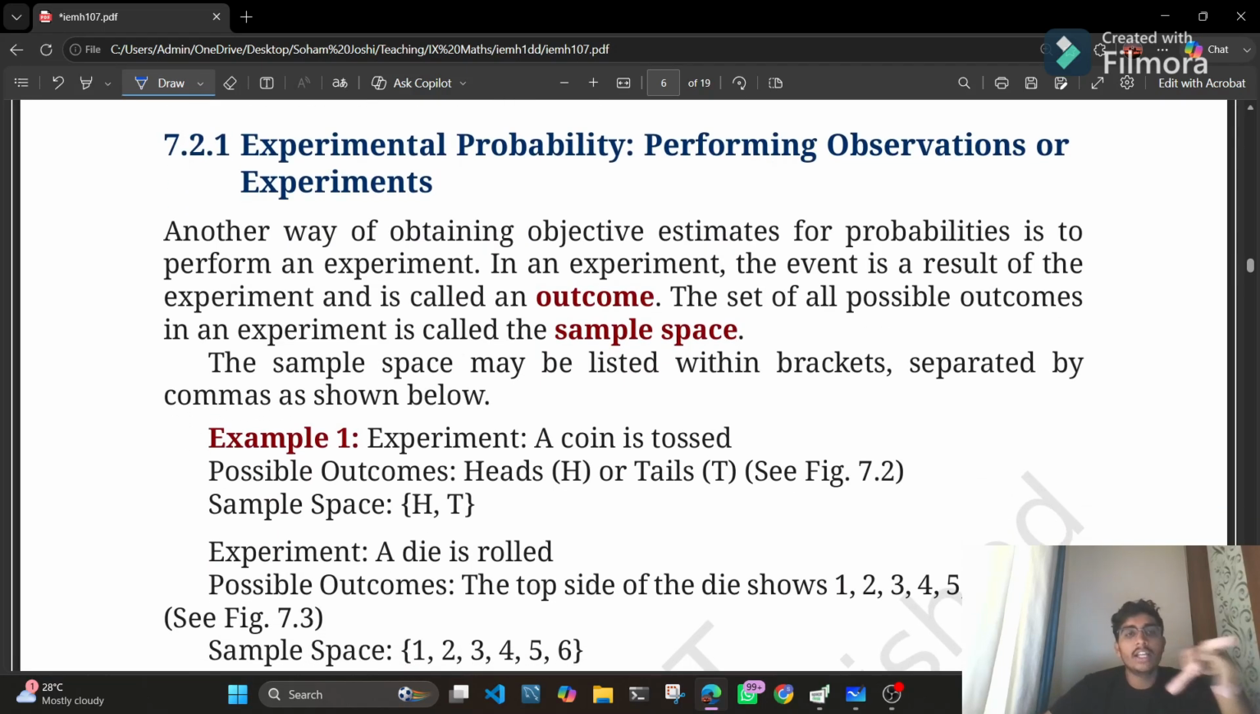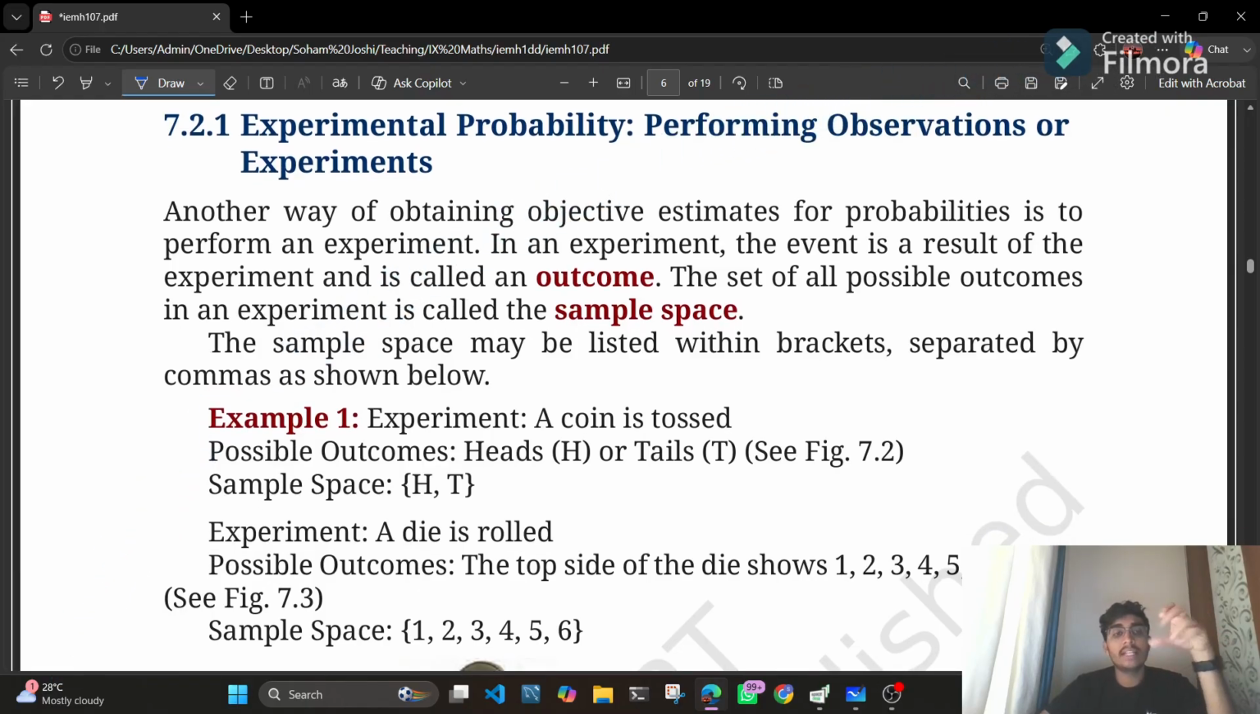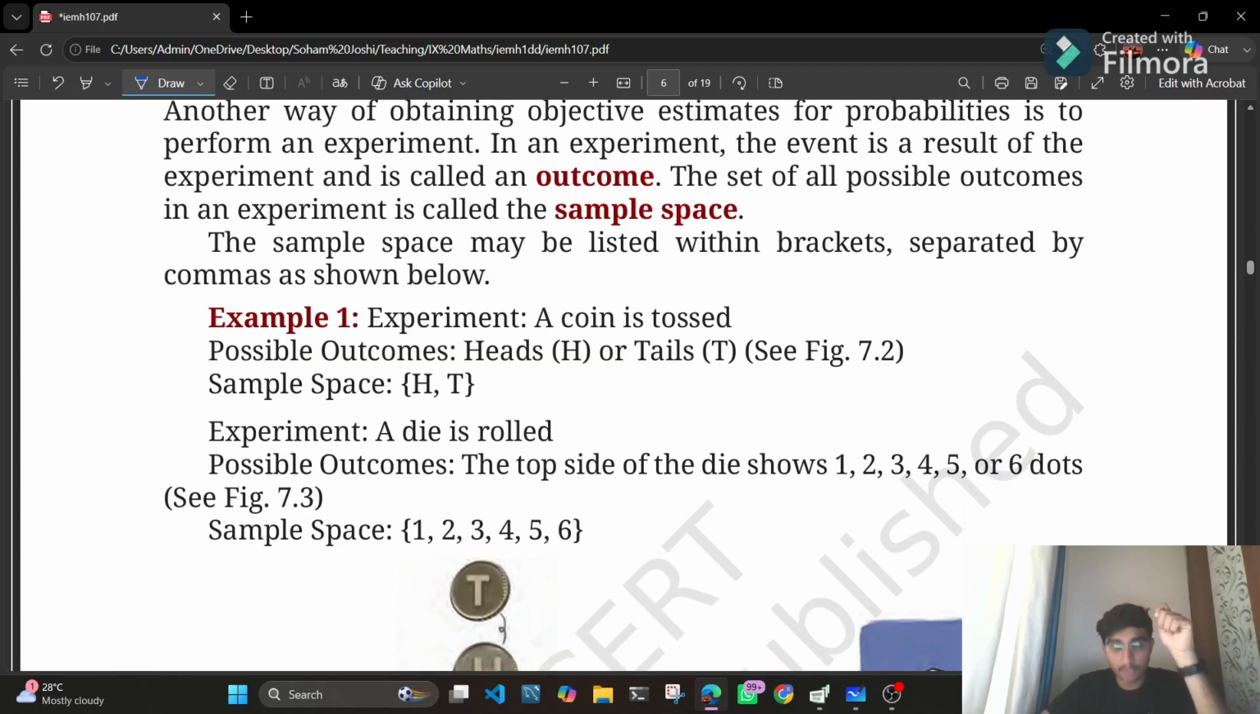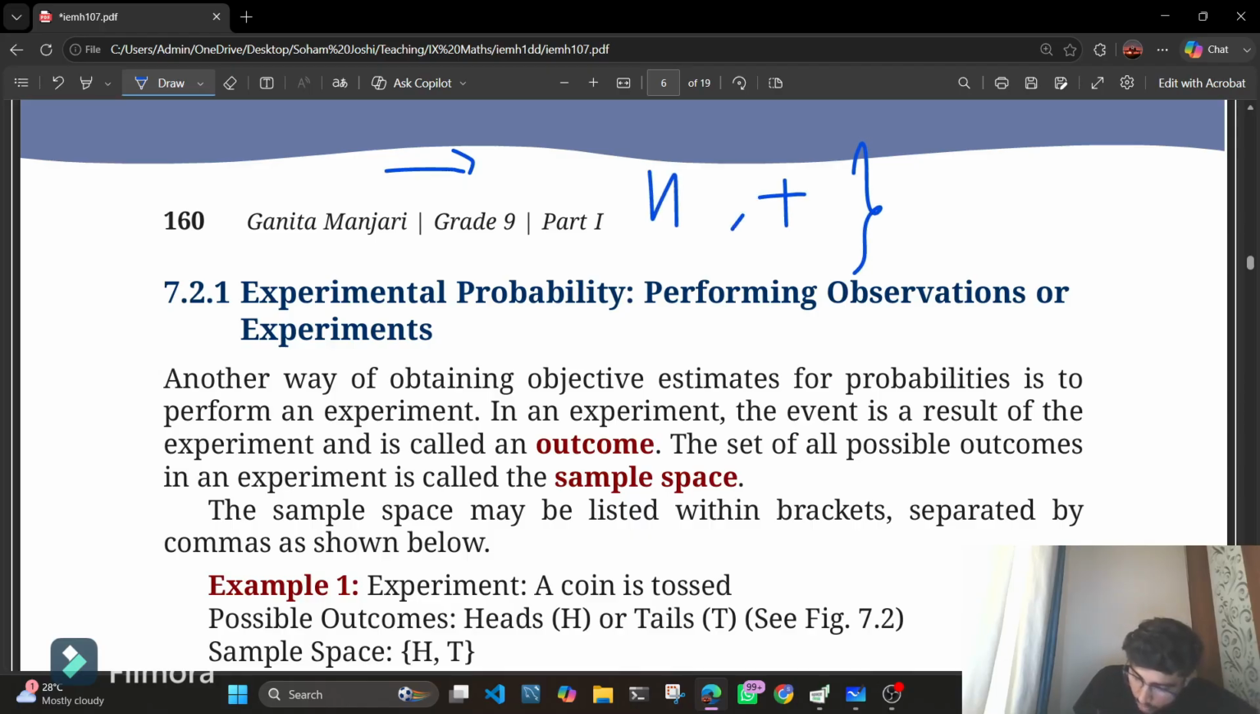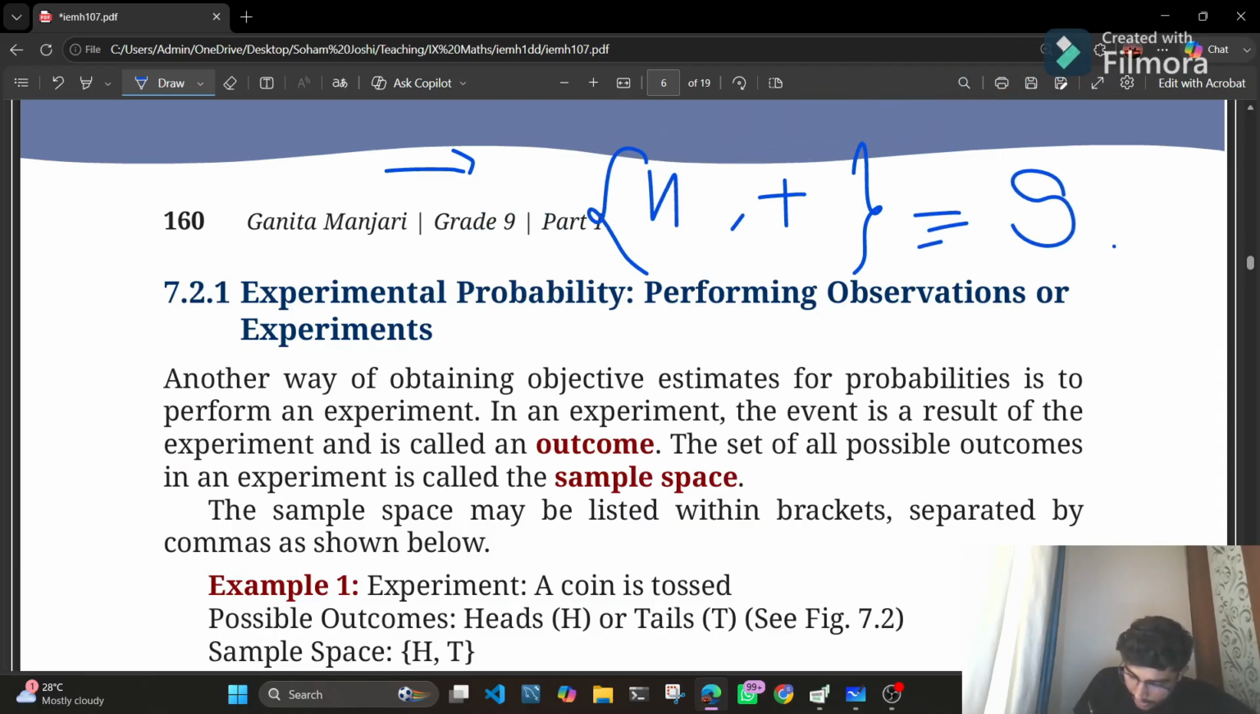Okay. First is experimental probability, performing observations or experiments. Firstly, you need to understand what is an outcome. The result of an experiment is called an outcome. ठीक है? The set of all possible outcomes in an experiment is called a sample space. So basically, if I toss a coin, I'll get heads or tails. So basically, this is my sample space, and it is denoted by S. So what is the sample space? The set of all possible outcomes in an experiment.